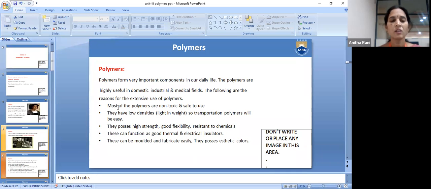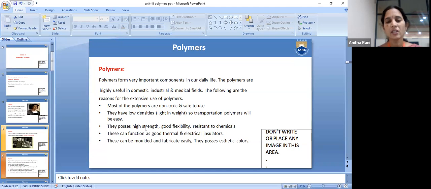What are the extensive uses of polymers? Most of the polymers are non-toxic and safe to use. They have low densities and are light in weight. If you take an iron bucket and a plastic bucket, we prefer the plastic bucket because it is light in weight. So transportation of polymers will be very easy.